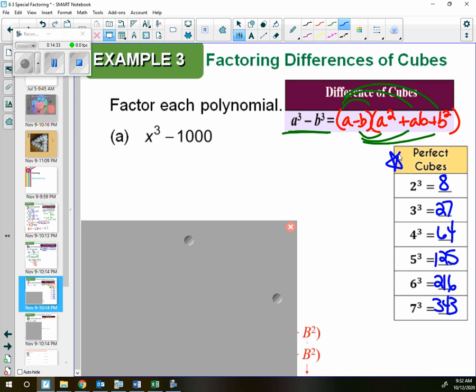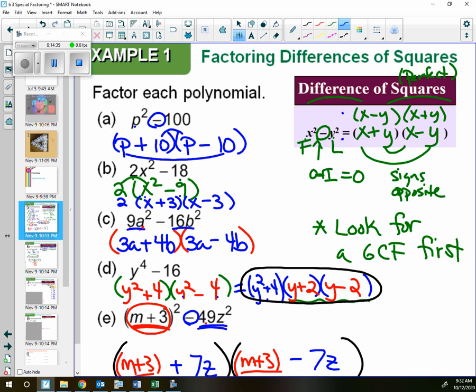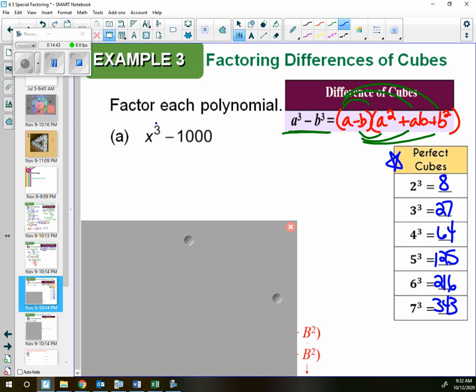How do I know it's a difference of cubes now instead of a difference of squares? Well, right away I see a 3 instead of a 2 for my exponent. Remember when we did these difference of squares? We started with like a p squared, right? Perfect square. We're looking for cubes now. So when I see this, it's making me think difference of cubes.